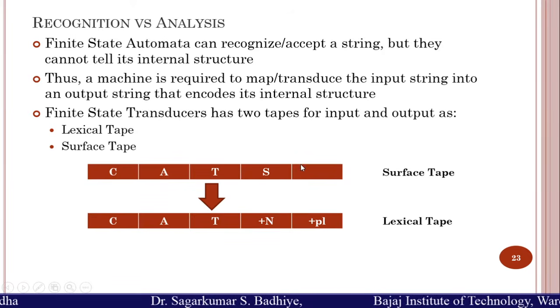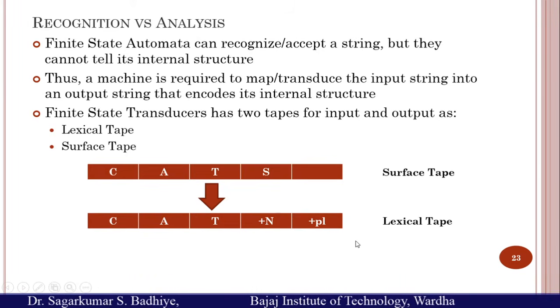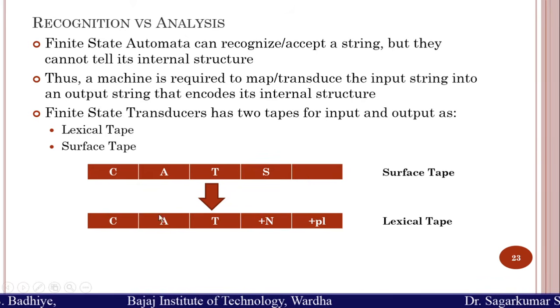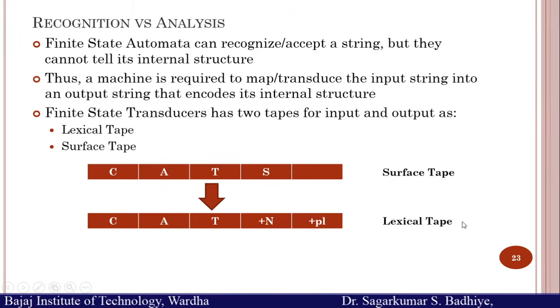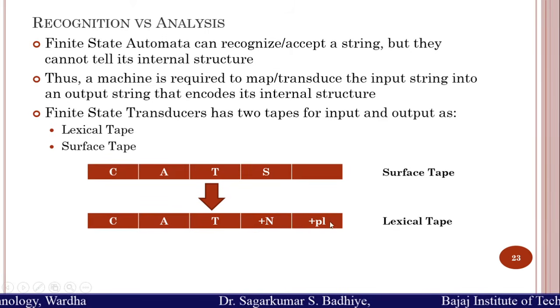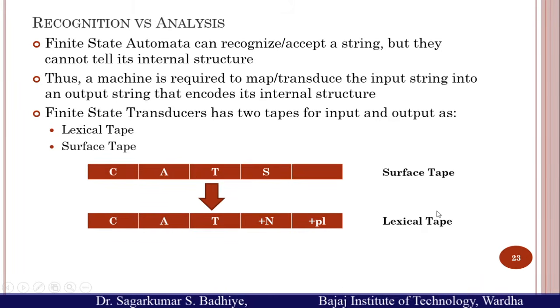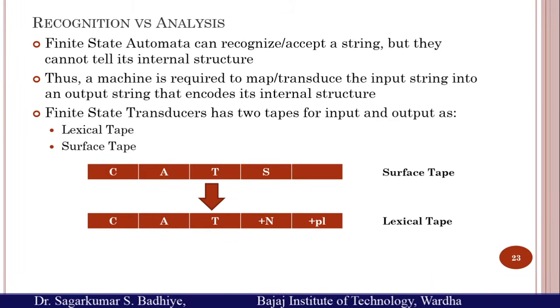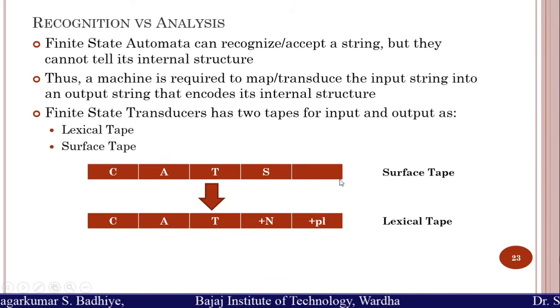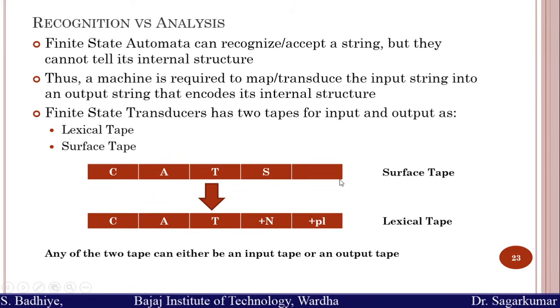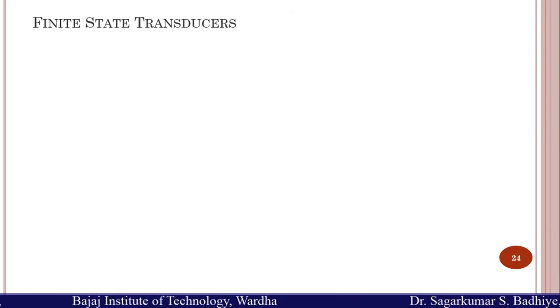So you can consider any of the tapes as the input tape and produce the other tape as the output. Suppose you are considering the actual word as the input and you want the internal structure, then your surface tape will act as the input word, whereas the lexical tape will act as the output tape. Similarly, if you have the internal structure of the word and you want to generate the word itself, then you can consider the lexical tape as the input tape, and then the surface tape will be the output tape. So you can use either of these two tapes as an input tape or an output tape.